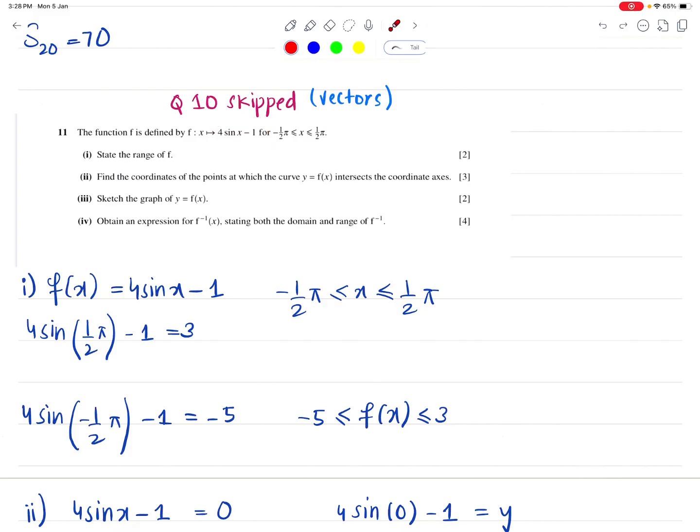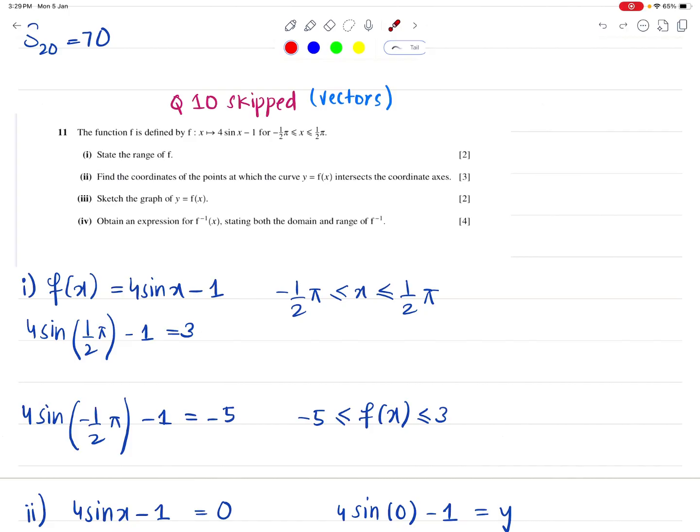So finding the range is very simple. You first plug in this, then you plug in this. You will get 2 separate answers that are going to make up your range. So when I plugged in half pi, that gives us 3, and when I plugged in negative half pi, that gives us negative 5. So I just stated the range over here.